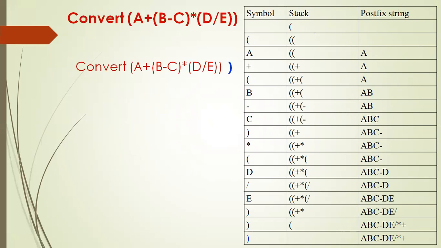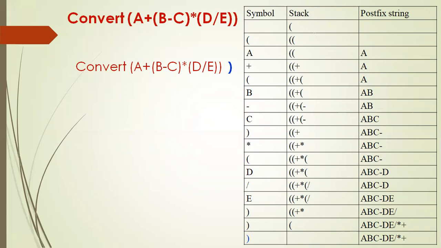Next symbol is E. E is an operand, add it there. So the stack is not altered. The stack will be left parenthesis, plus sign, star, left parenthesis, slash, and P becomes ABC minus DE. Next one is a right parenthesis. Whenever a right parenthesis comes, what you have to do? Repeatedly pop from the stack and add them to P, and remove the left bracket from the stack. First symbol there is slash that you added. Next symbol is a left bracket; you remove it. So your stack is left with left parenthesis, plus sign, star, and P will be ABC minus DE slash.